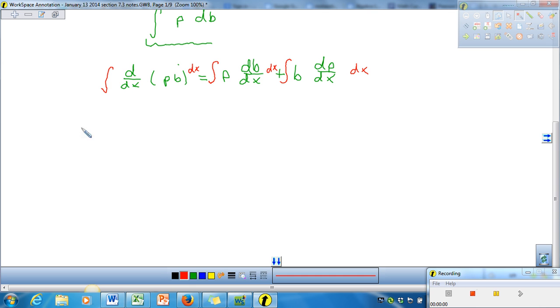Okay? Well, what is the antiderivative of the derivative with respect to x of pb? It is pb. They undo each other, so here we get pb equals, and here, if we think of this algebraically, what happens to my dx's there? They cancel, yes? Because I have a dx on the bottom and a dx being multiplied, so this is the integral of p db plus the integral of what?